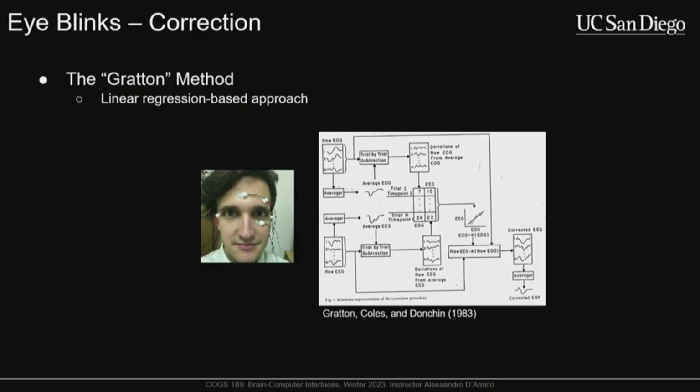And for eye blinks, you don't need the horizontal ones. All you need is the vertical ones, and you can really accurately pick up these blinks. And then you can say, okay, we know what these blink signals look like. Let's subtract that out from the rest of our signal using this regression-based approach.